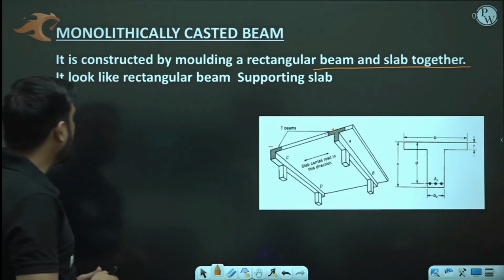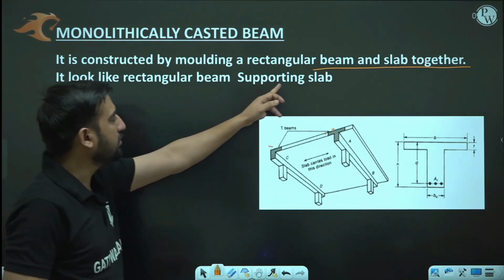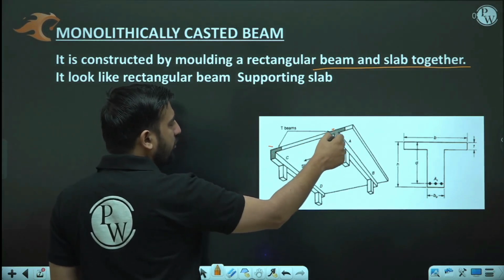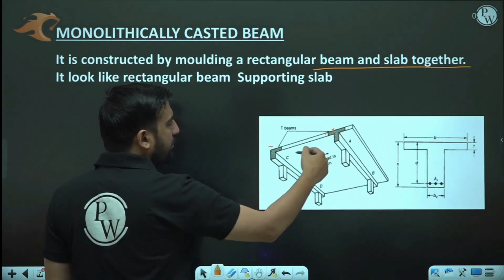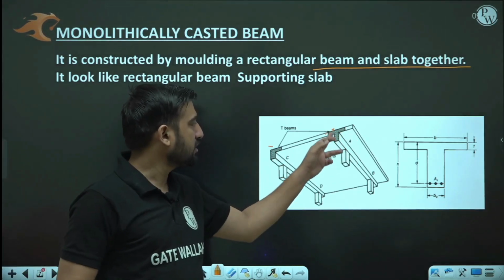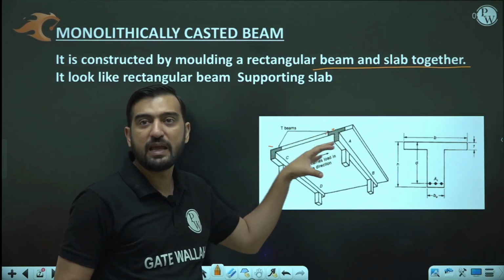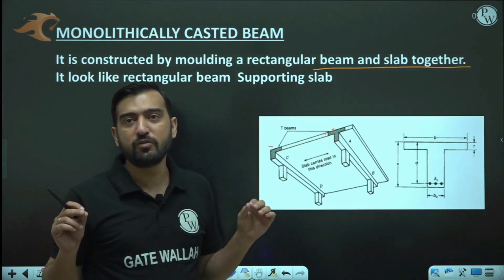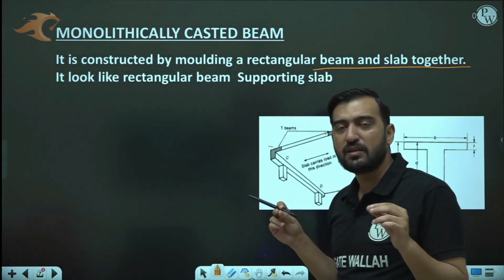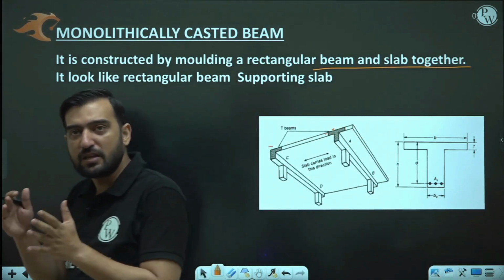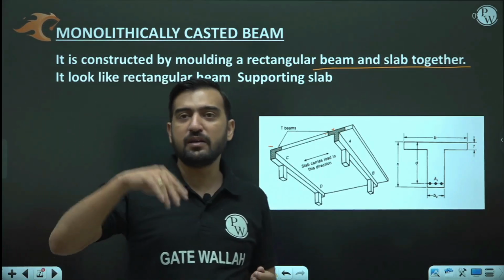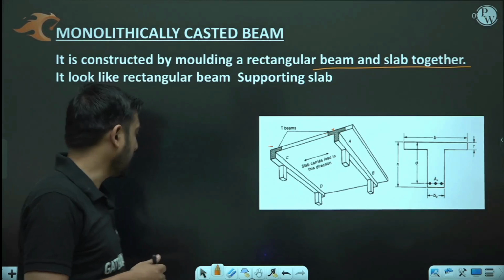It looks like a rectangular beam supporting a slab. If you are watching it from a distance, what you will see is a rectangular beam, and over this rectangular beam there is a slab. But the fact is that they are casted together at the same time. This is the major difference between the isolated beam and the monolithically casted beam. In the monolithically casted beam, things are casted and molded at the same instance, and in the isolated beam, the beams and slabs are casted at different times.